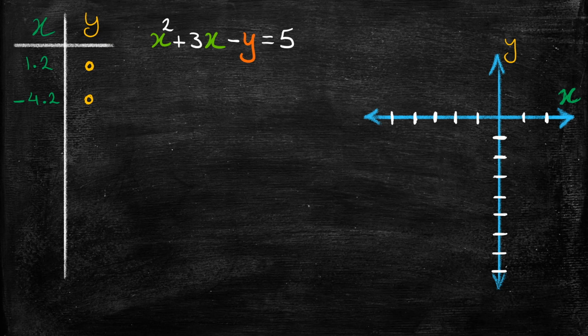And usually the easiest value to give first to start with is 0. Let's substitute x as 0 and find out what y is. So I'm going to say 0 to the power of 2 plus 3 times 0 minus y equals 5. Nice. 0 to the power of 2 is 0. 3 times 0 is 0. So we get negative y equals 5. So I'm going to multiply both sides by a negative 1 to get rid of negative y. Turn it into positive y. So negative times negative, positive y equals negative 5. So when x is 0, y is negative 5.